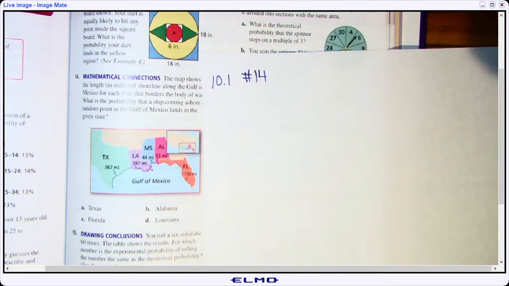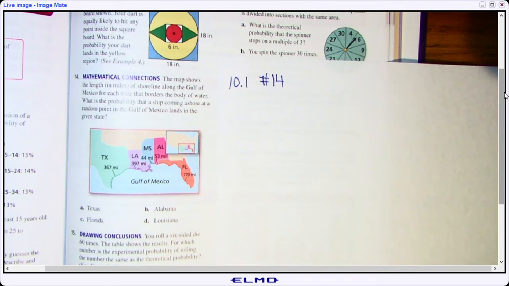Okay, so we're on to 10.1, number 14, just cruising through these. The map shows the length in miles of shoreline along the Gulf of Mexico for each state that borders the body of water. What is the probability that a ship coming ashore at a random point in the Gulf of Mexico lands in the given state?